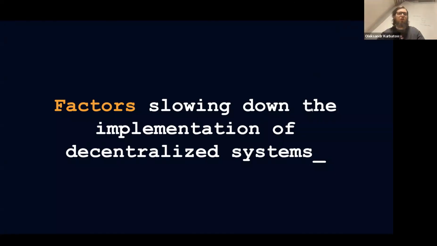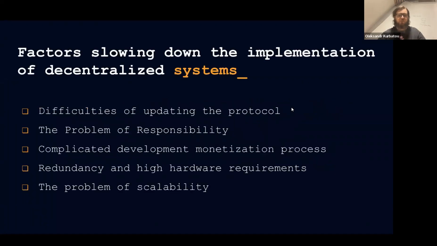Okay, that's fine. So today we will talk about factors that are usually slowing the implementation of decentralized systems, decentralized technologies, blockchain technology at all. We will talk about how existing problems can increase the complexity of the process of adopting blockchain technology in the real world. And there are several factors.